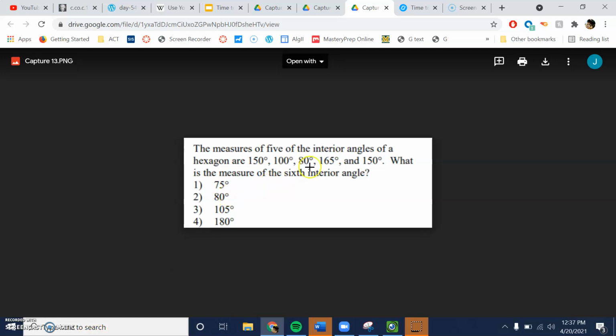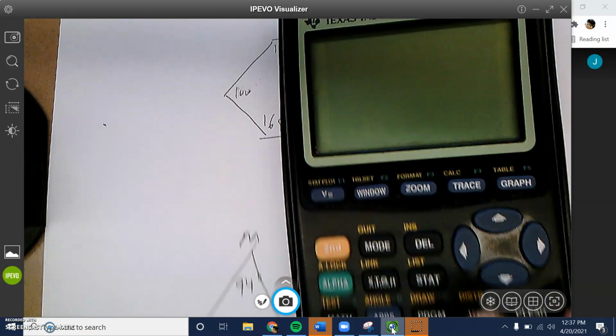First one. The measures of 5 of the interior angles of a hexagon. Hexagon, hexagon, hexagon. How many sides is that? I think you should know. Look back in your notes. What is the measure of the 6th interior angle? Ready, set, go. All right, let's see what we got here.